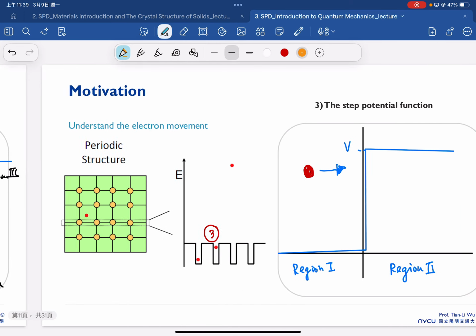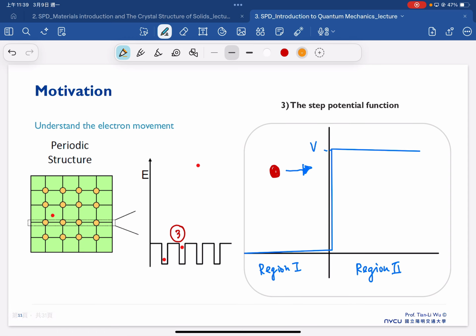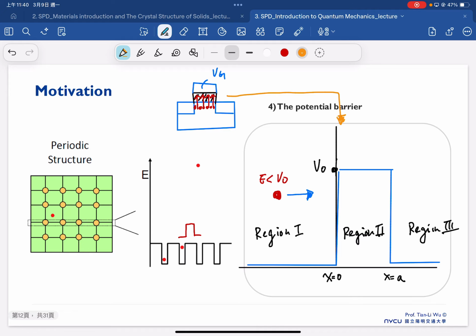And then the third one would be, what if the electron faces a step potential function, and what would the equation and the electron behavior be. And in the end, the last one, we combine what we know from 1 to 3, and therefore we can get the result for the last case, which is realistic in the typical MOSFET we will face.